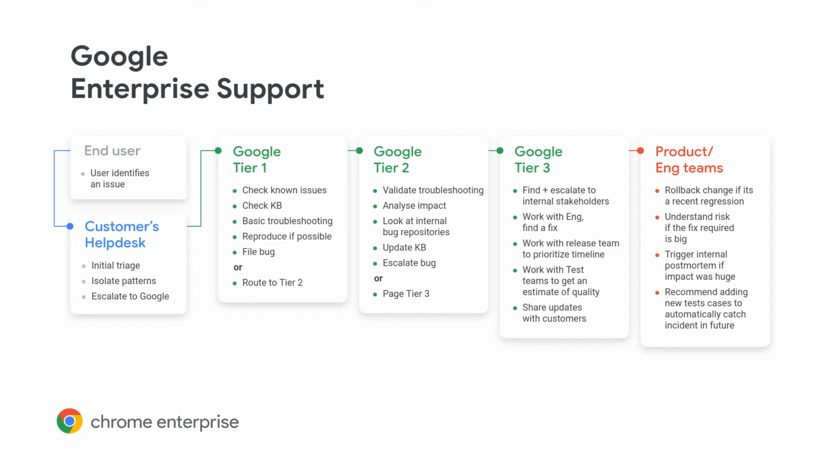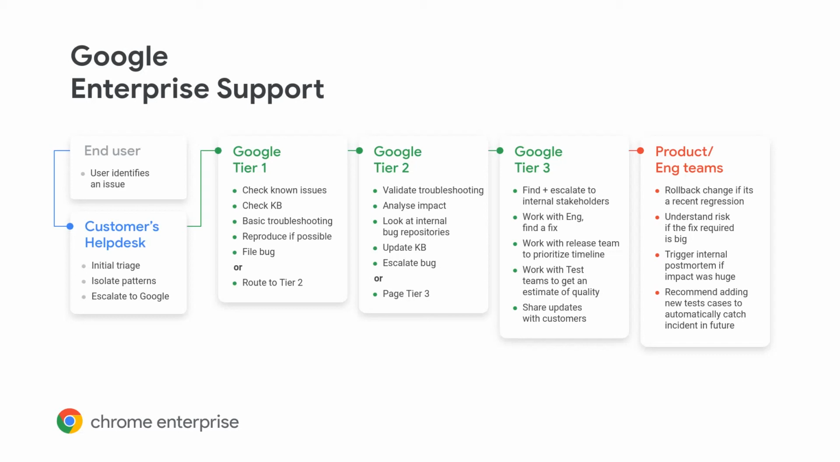Alternately, if the issue cannot be resolved using these steps, then the ticket is routed to tier two, where the tier two will perform and validate troubleshooting, analyze the impact of the issue, look at internal bug repositories, update the knowledge database, and escalate the bug. Or if this does not solve the issue, then page tier three. And tier three will find and escalate to internal stakeholders and also work with the engineering team in order to find a fix for the issue.